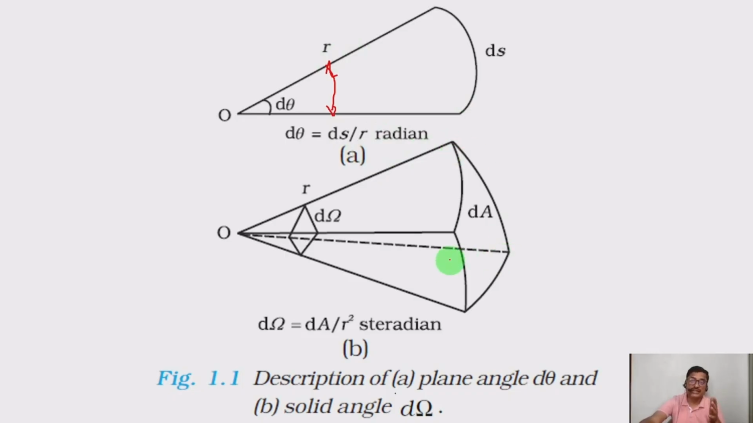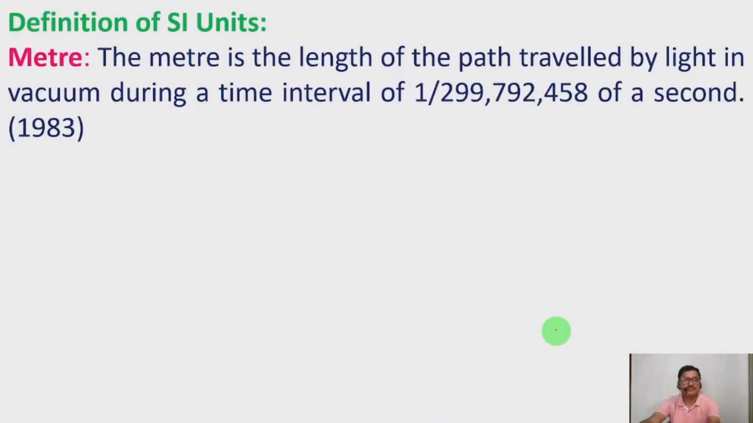And this solid angle is the angle subtended by the area dA with apex O. We are going to take apex center O, and that is given by d omega, which is equal to the area subtended divided by the square of the radius, and that is in terms of the steradian. The other units' definitions we will take further.